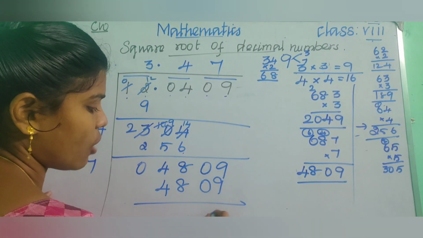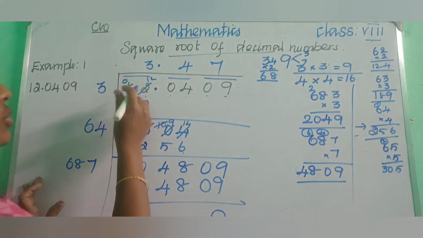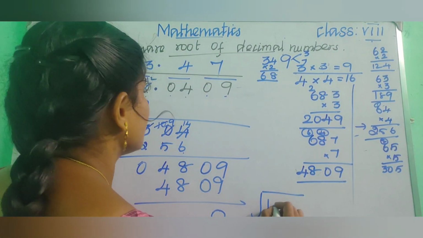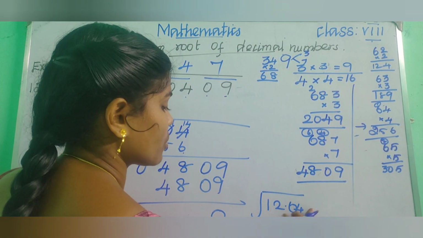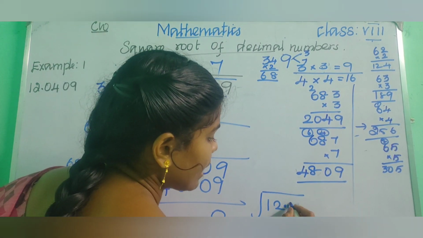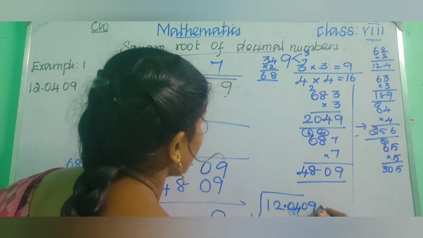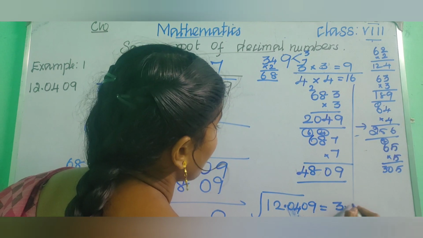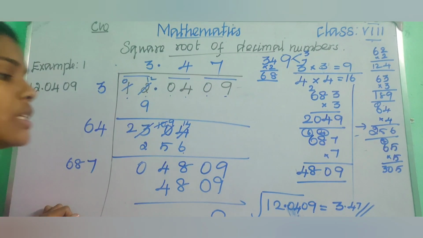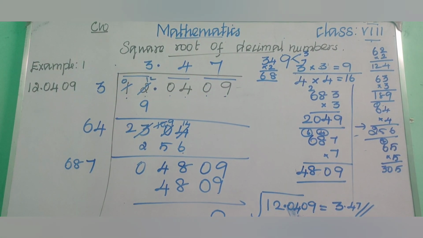Okay, children, so now we can put 0 here. So root of 12.0409 equal to 3.47. Is it clear, children? Okay. You can copy this in your notebook. Okay. This is the first example.